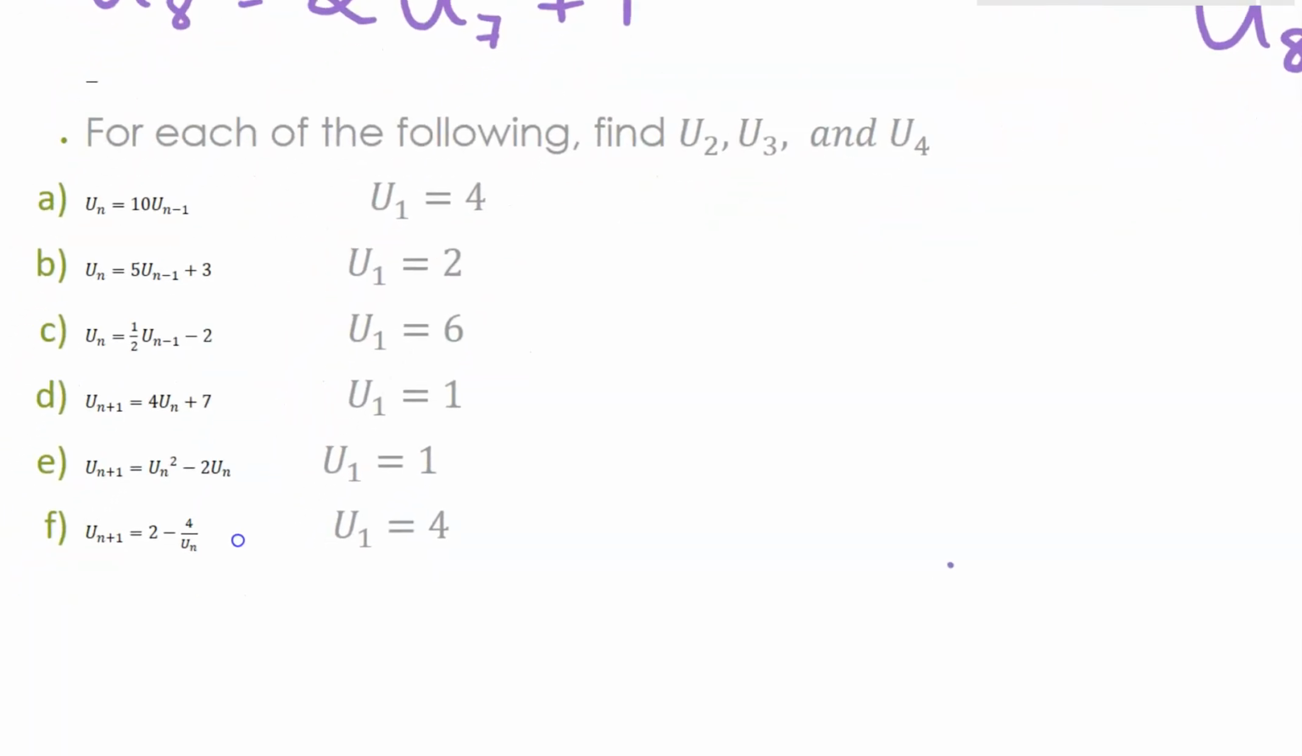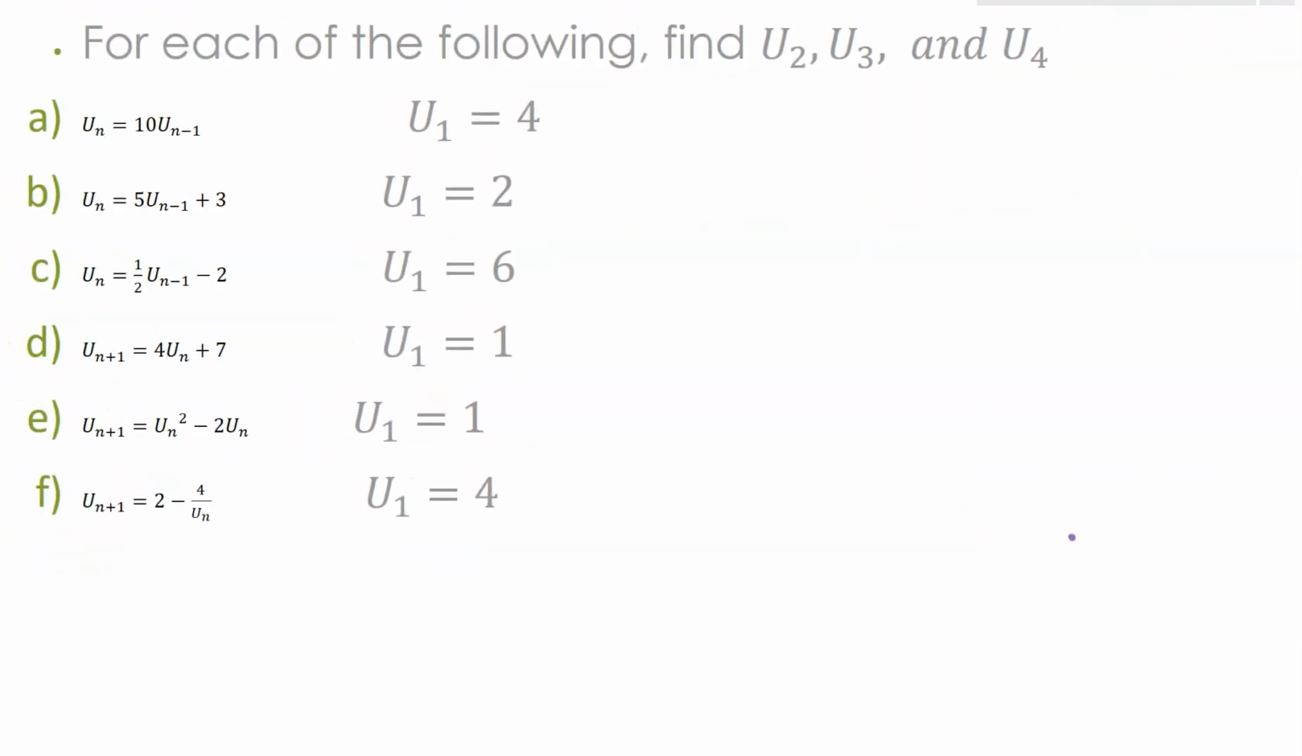So if I was to zoom in on these, for each of the following, find U2, U3 and U4. So U2 means the second term, U3 means the third term, and U4 means fourth term. Some exams and some websites will write it as T2, T3 and T4. It doesn't matter whether it's U's or T's, the concept is the same. So this function here is saying to get the next term, I would do 10 times the previous term.